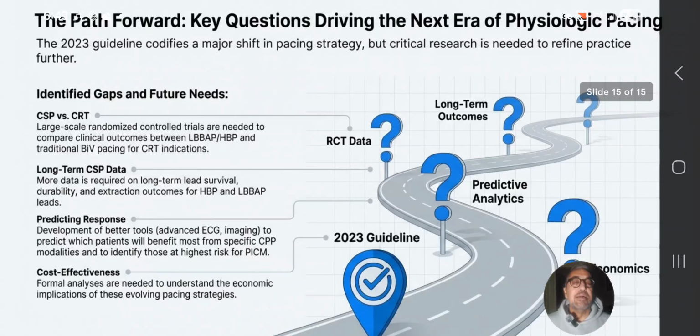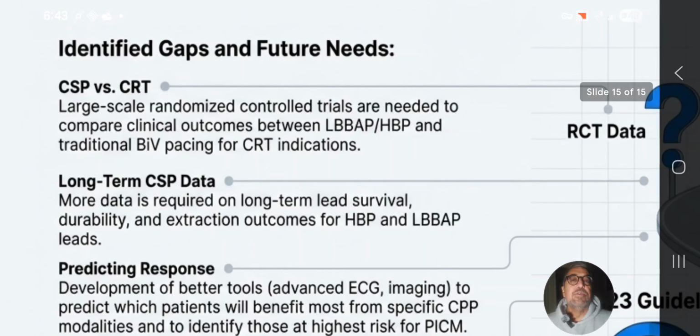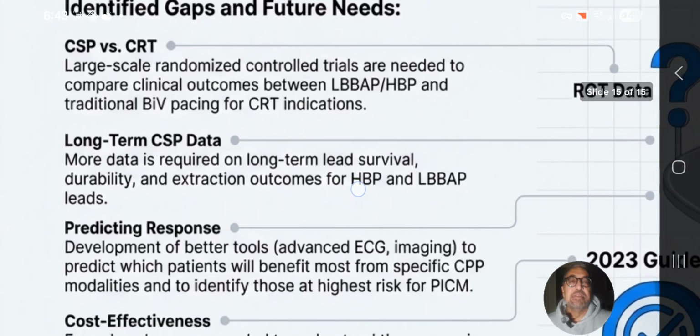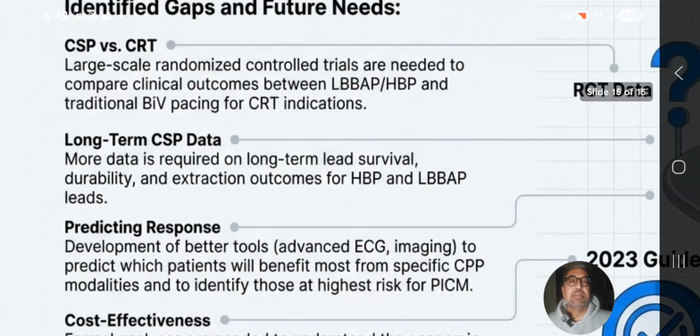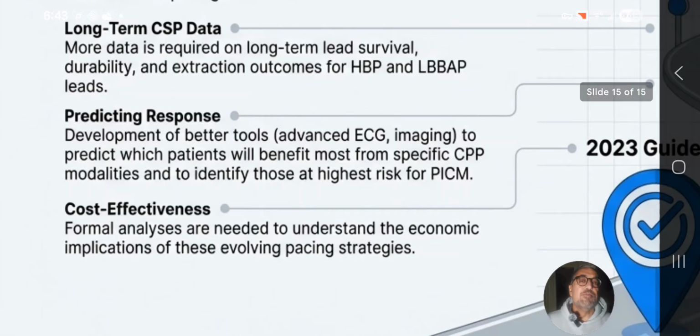Some unmet needs should be considered. Should we do conduction system pacing versus CRT? Large randomized trials are needed. Long-term conduction system pacing data is needed. How to predict response? We need to develop better tools such as advanced EKG, perhaps use of AI to predict beneficial response. These are new things that need to be considered. Finally, cost-effectiveness analysis would also be needed.